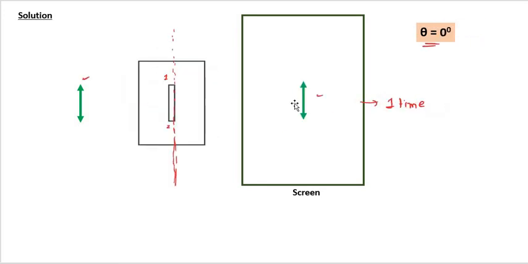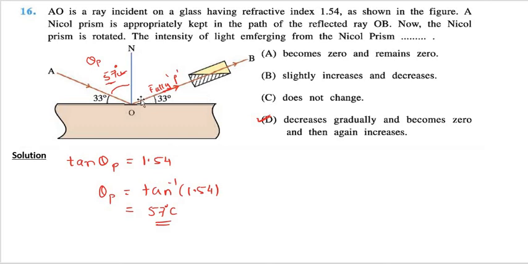So this is what is happening over here, people. If this is fully polarized and I rotate it, the intensity gradually decreases, becomes 0, and then again increases, but this is going to happen twice. So that's why this is the answer.